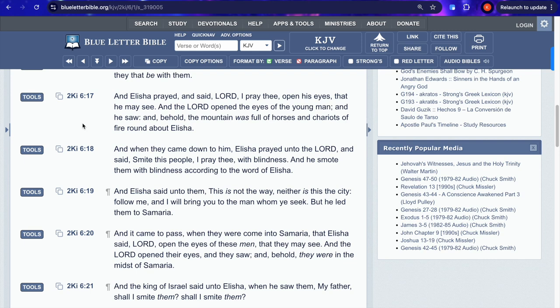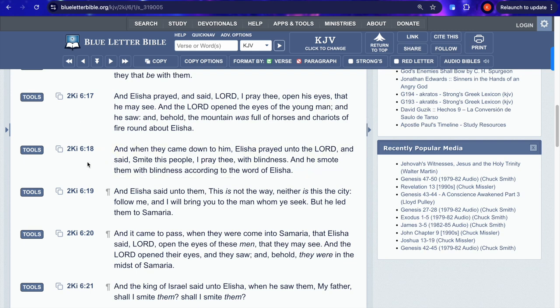So when the Lord opened the eyes of the young man, it wasn't that the young man was blind, but the Lord allowed him to see the realm, at least, of which the angels and the chariots were round about them. So he was able to actually physically see them around him. And then he could better understand why Elisha said that they that be with us are more than they that be with them.